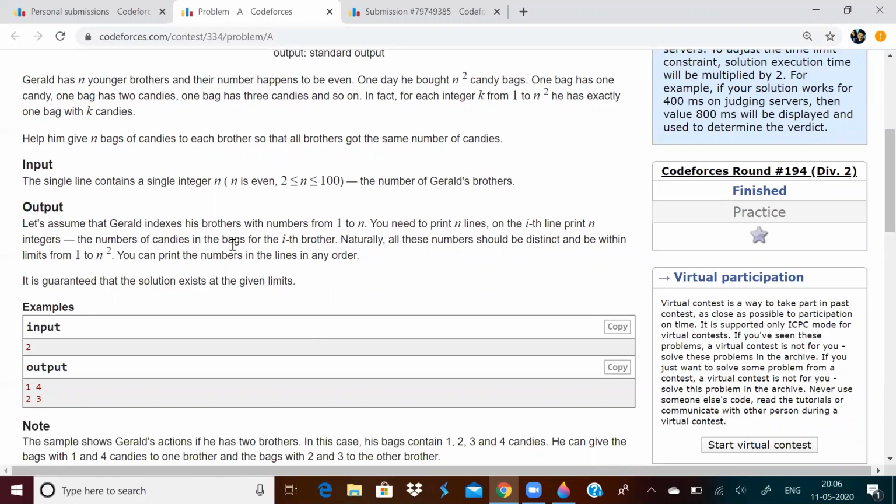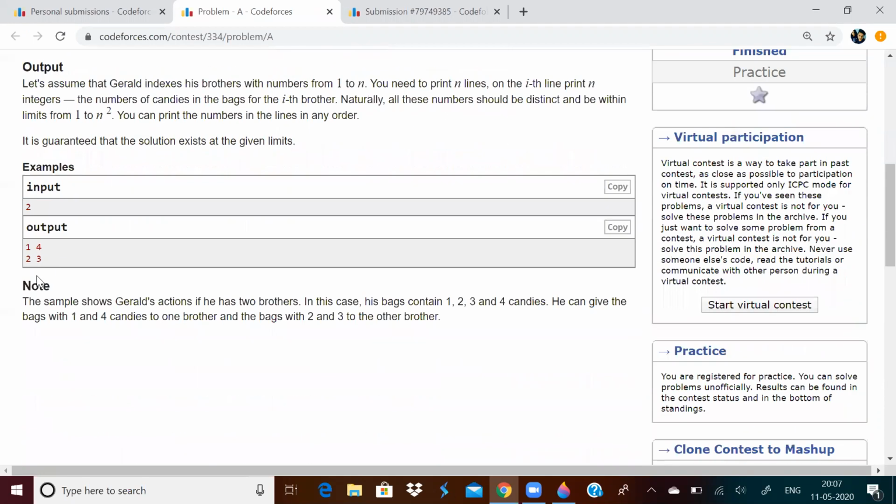Let's assume that Gerald indexes his brothers from 1 to n. How to print the output? You need to print n lines, and ith line should have n integers. This is very important. The ith line should have the number of candies in the bag for the ith brother. And what is the condition? All brothers should get the same number of candies. So the sum of all the numbers for the ith brother should be the same for all the brothers.